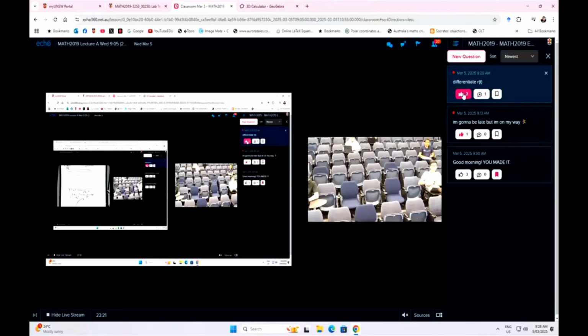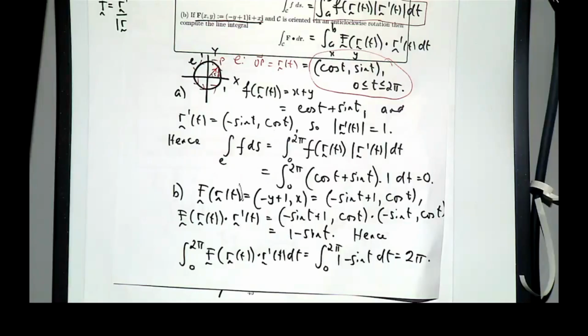Now a couple of things. I can never find these things when I want them. Aha. Let's have a look at part B again. Yep. So we're integrating in an anti-clockwise direction around a circle. Okay? And I got an answer of 2 pi.